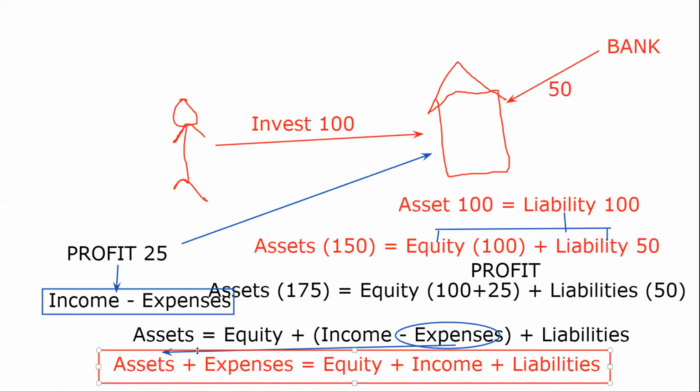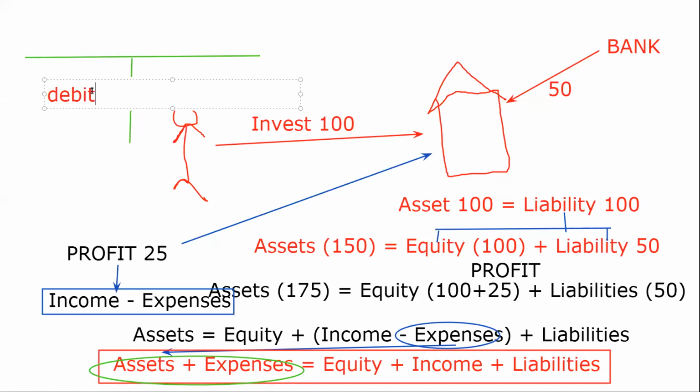In double entry, it says assets plus expenses. When these two, assets and expenses, increase, they will be on the debit side of our account. We know the format of an account, right? It has two sides, the debit side and the credit side.